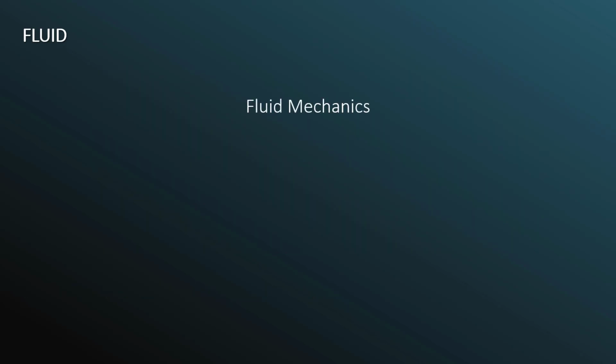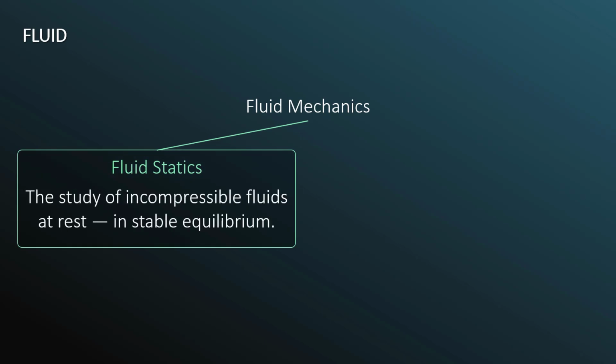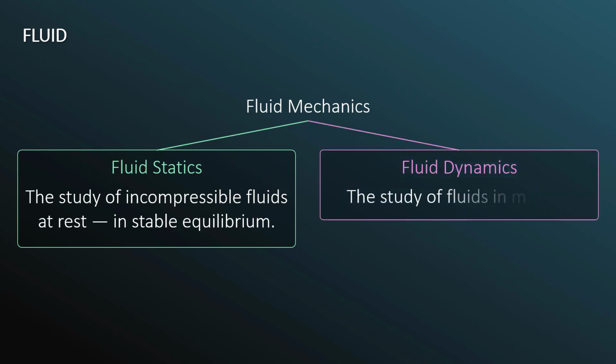The study of how these fluids work is called fluid mechanics, but fluid mechanics has two categories: fluid statics, which is the study of incompressible fluids at rest or in stable equilibrium, and fluid dynamics, which is the study of fluids in motion. And as a note, fluid dynamics has subcategories, one of them being aerodynamics, which is the study of air and other gases in motion, and hydrodynamics, which is the study of liquids in motion. This fluid dynamics will be discussed more in the next chapter.